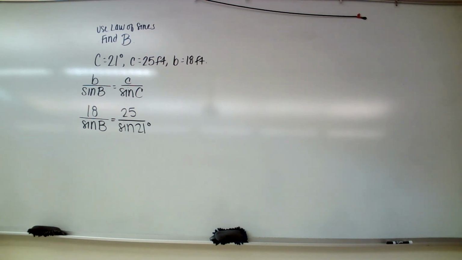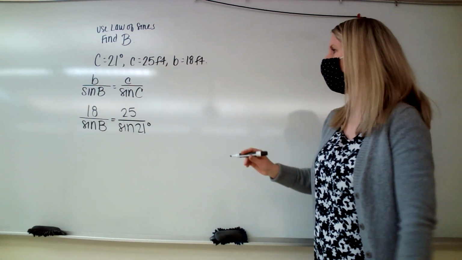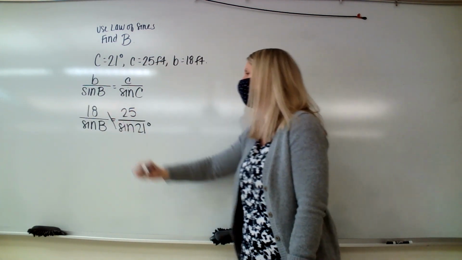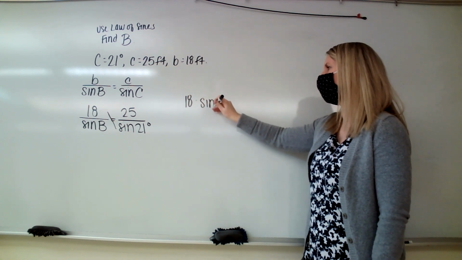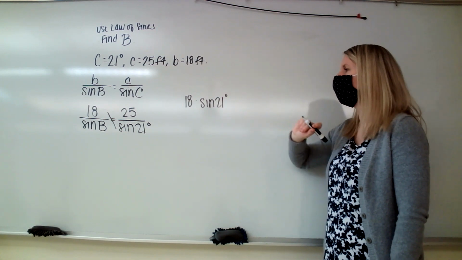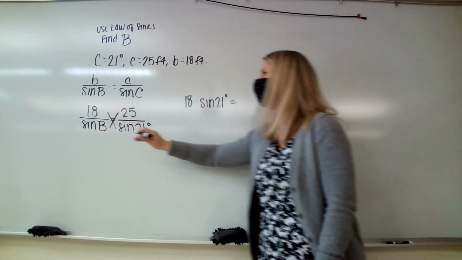And then no matter what you're doing for law of sines, you always solve it the same way. So you're always going to cross multiply. You have 18 times sine of 21 degrees. So that was one cross. Equal in the middle. Cross the other way.